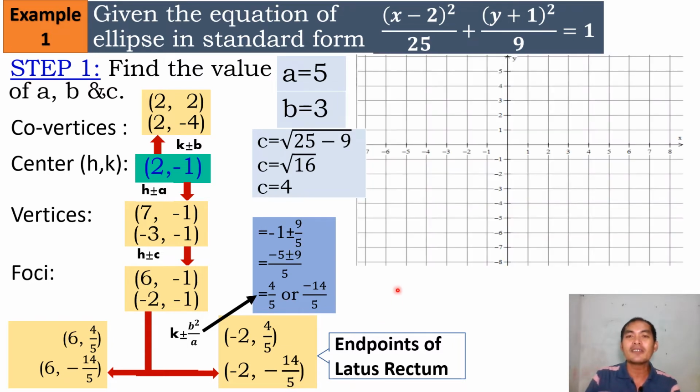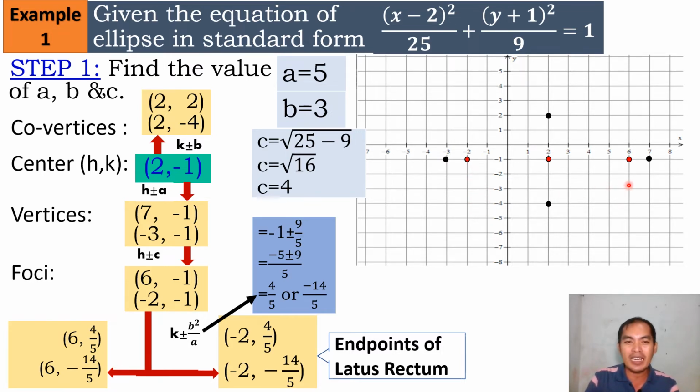The next, make now a Cartesian coordinate plane. Plot the center, that is 2, negative 1 here. Then, the vertices, we have 7, negative 1, and negative 3, negative 1. Then, the co-vertices, we have 2, 2, and then 2, negative 4. Then we have the foci, we have 6, negative 1, and negative 2, negative 1.